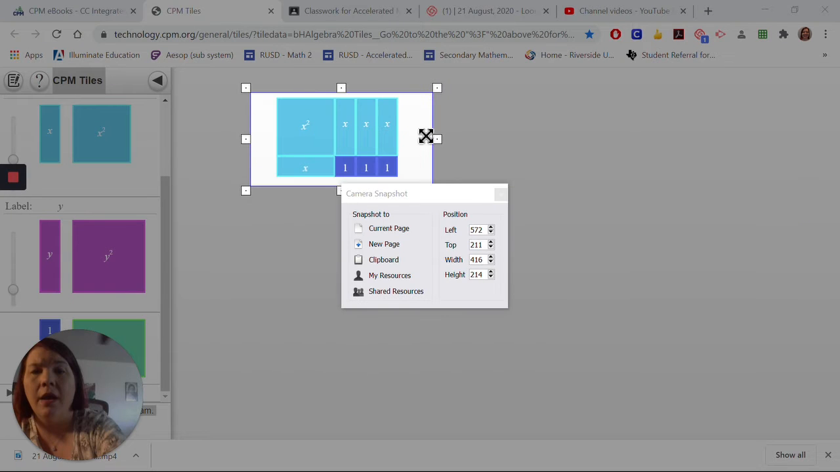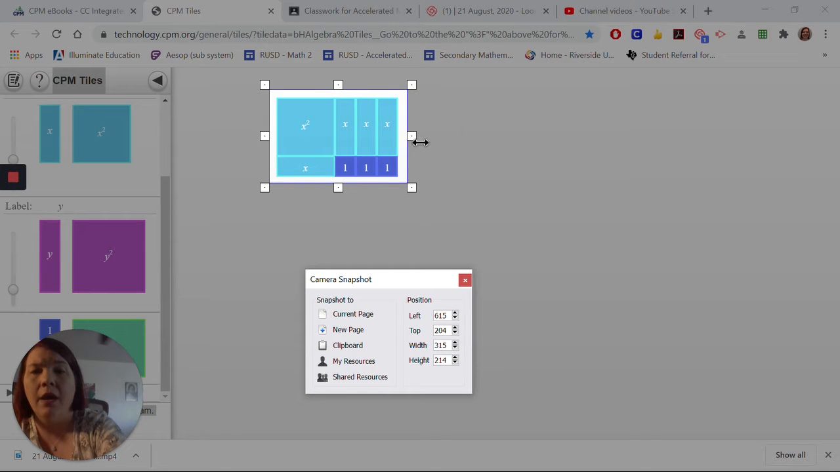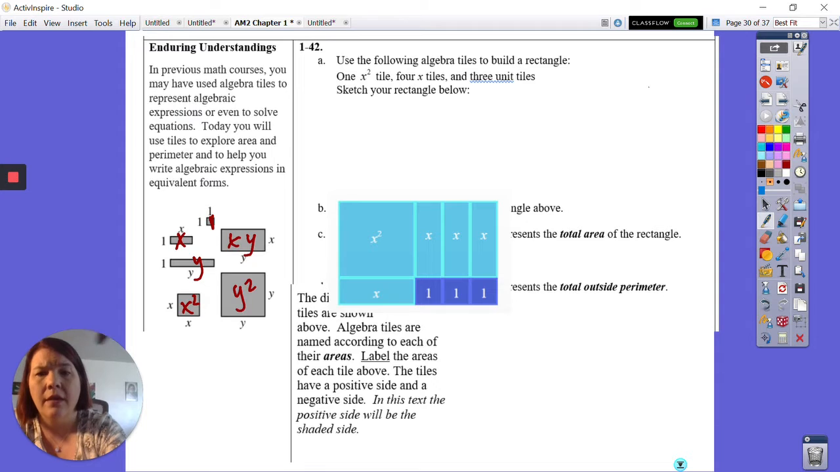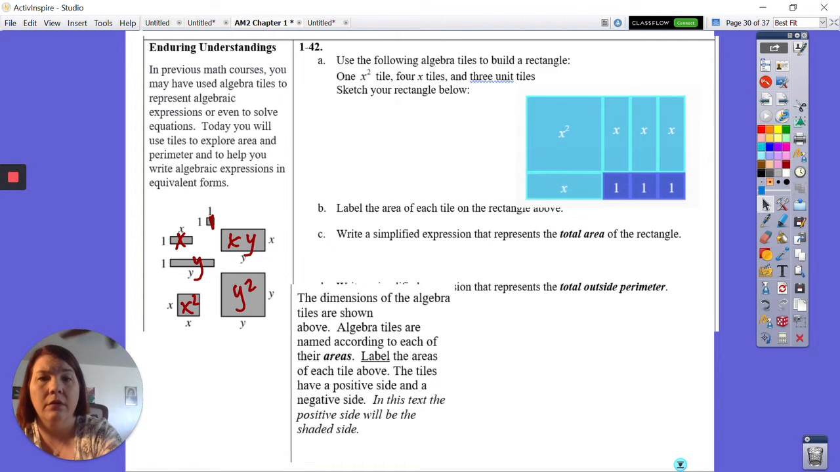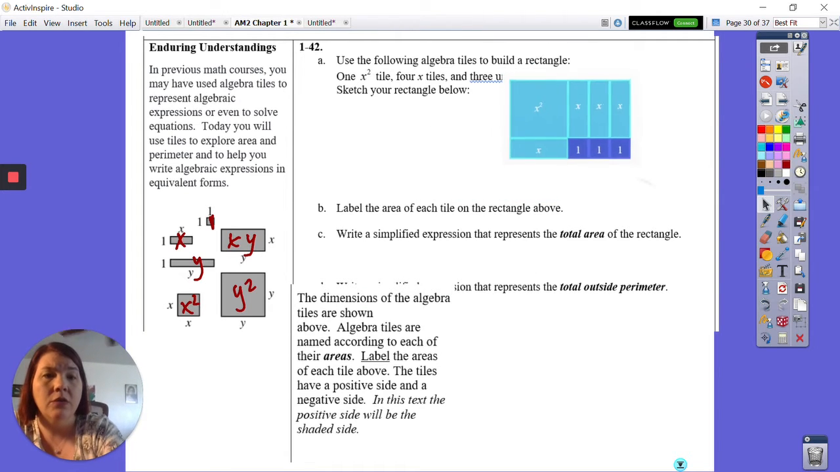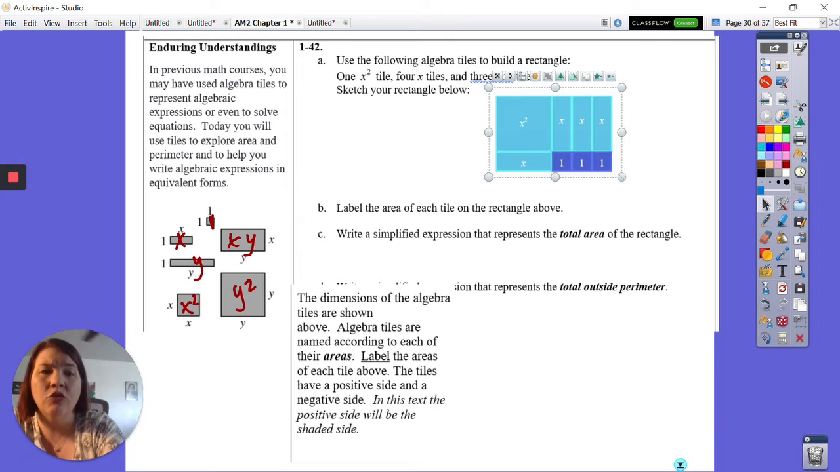You should try to sketch this as best as you can on your paper. It doesn't need to be precise or beautiful. It just needs to exist. I am going to use the joy of having a computer. Okay, so there is my drawing. Sketch your rectangles below. So do your best. It doesn't have to be perfect, but you should.